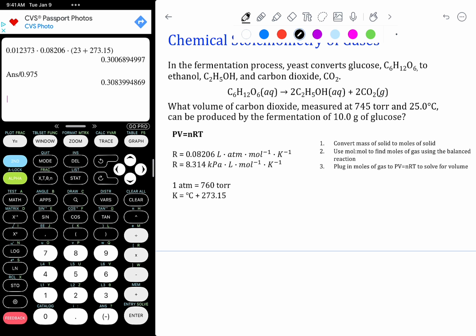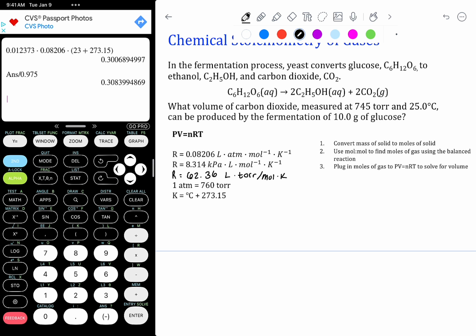I will give you the R for torr so you don't have to convert. So let's see, R for torr is 62.36 liters times torr per mole Kelvin. So there's R there. You could also convert torr to atm and use the other R. Really, whichever route you take is fine.